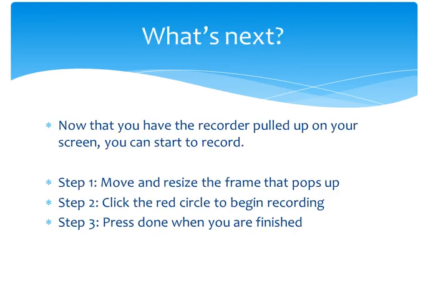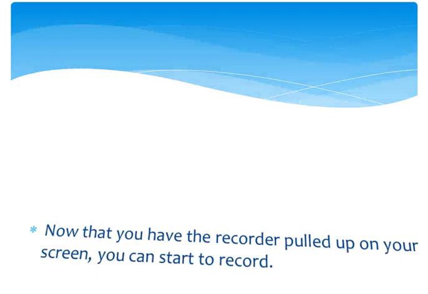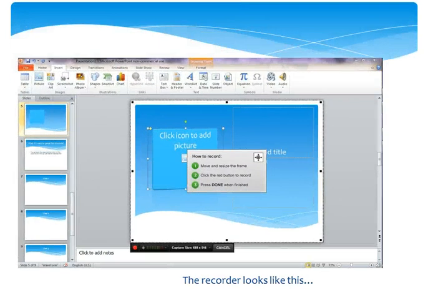Now what's next? Now that you have this recorder pulled up on your screen, you can start to record. Your recorder looks something like this, and there's 3 little steps, which I wrote on the last slide, but I might as well just put them here. Here's your frame, and you can click on these little black square dot things, and you can move and resize it. You can also move it here. It's easier to move it here because it's harder to select the whole thing from the corners.